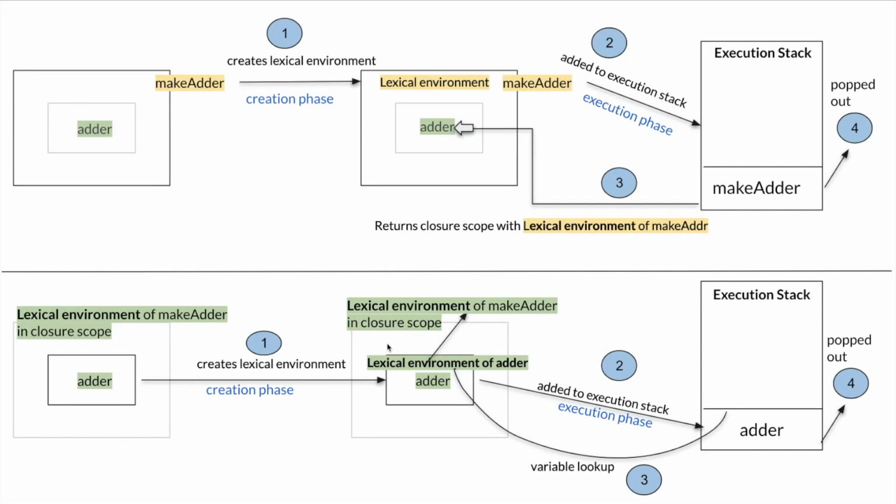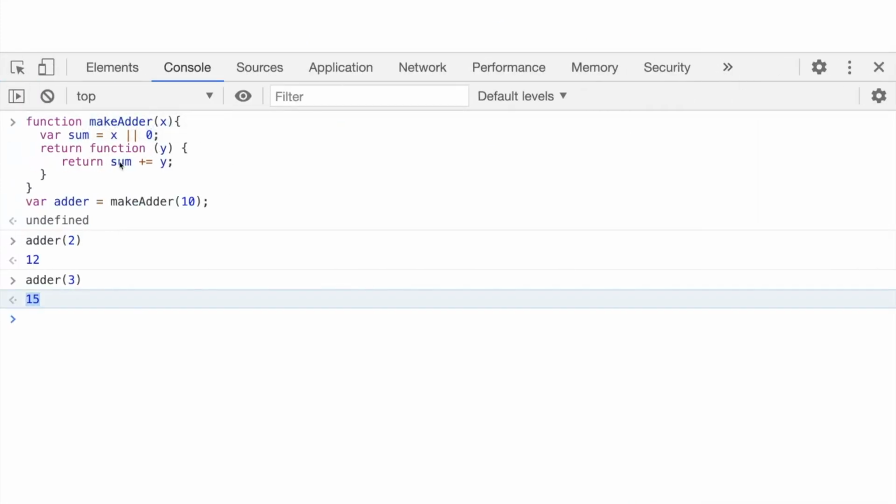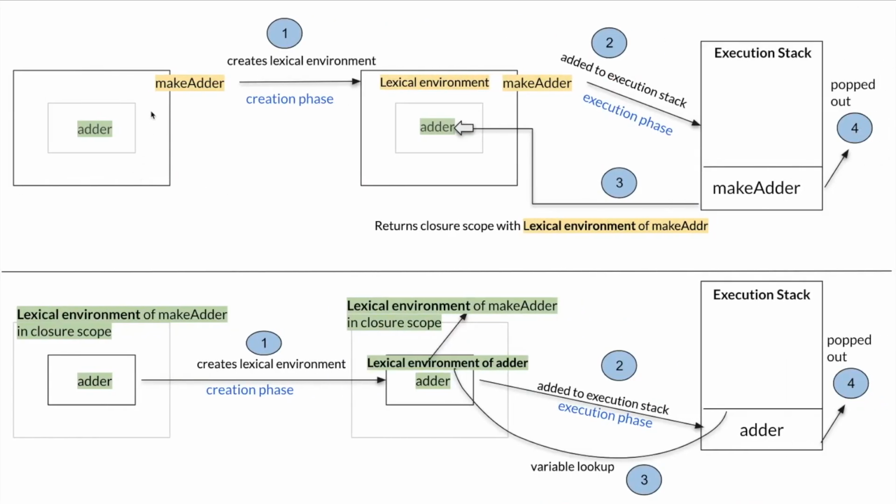But before that, let's talk briefly about how execution in JavaScript works. Whenever the JavaScript engine executes a function, it does that in two phases. First is the creation phase and the second is the execution phase. Now let's look at this diagram. The outer block represents the function makeAdder and the inner block represents the function adder, just as we discussed in this example. When the JavaScript engine executes makeAdder, in the creation phase, it creates a lexical environment of the makeAdder function, which holds the variable x, sum, and some function declarations if they are defined in makeAdder.